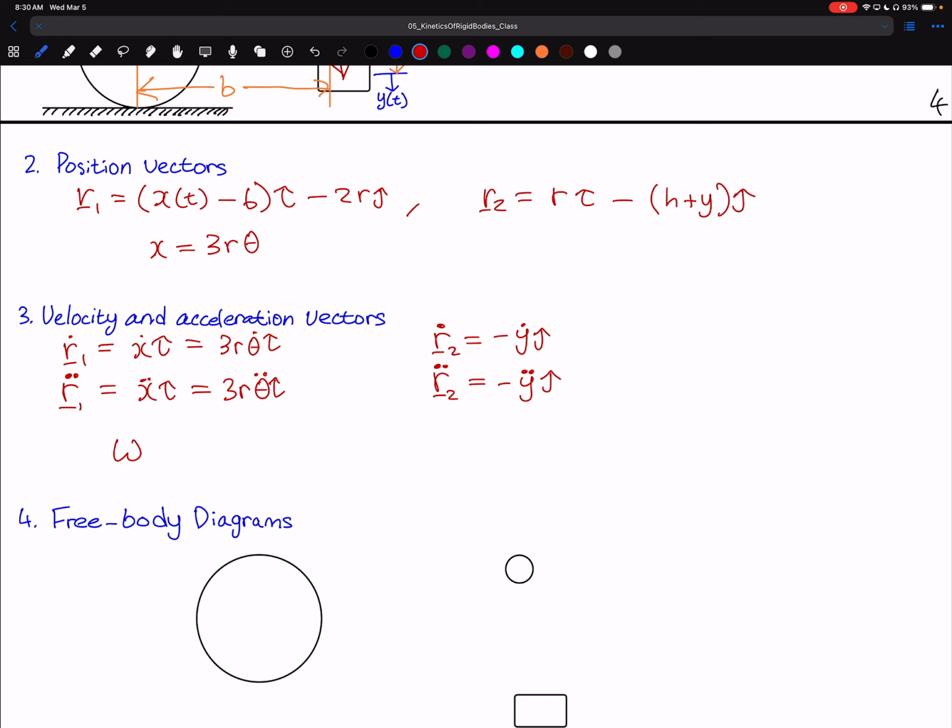Then for our pulley, the angular velocity is going to be equal to minus phi dot k hat. Alpha p, the angular acceleration for the pulley, is going to be minus phi double dot k hat.